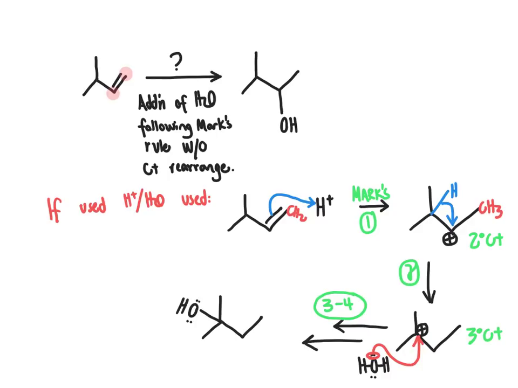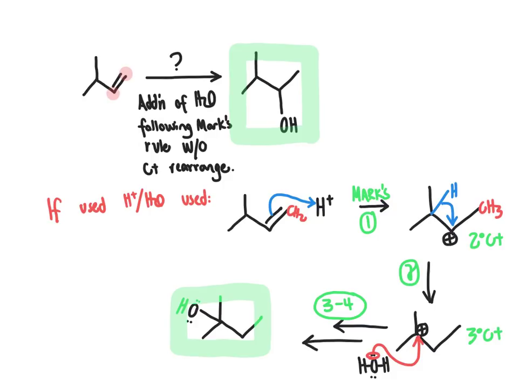So the problem with using water and acid catalyst is that if your goal is to make regioselectively this constitutional isomer, rather than this one, shown down below, you're not going to be able to do that using water and the acid catalyst, because instead you will have this rearrangement take place.